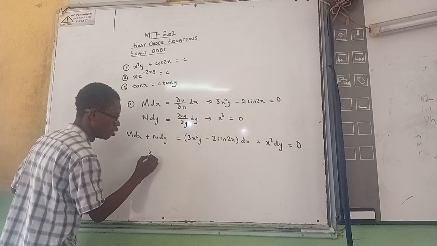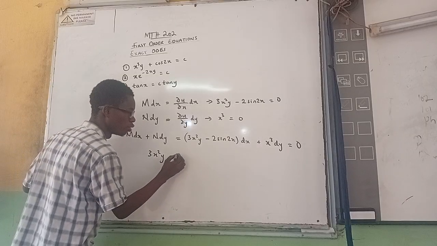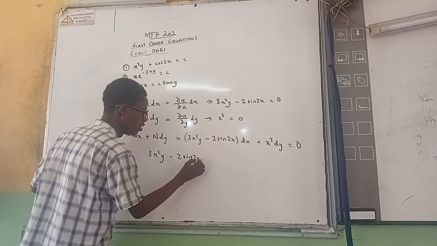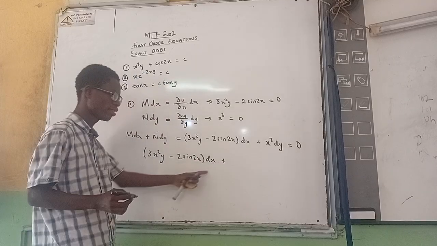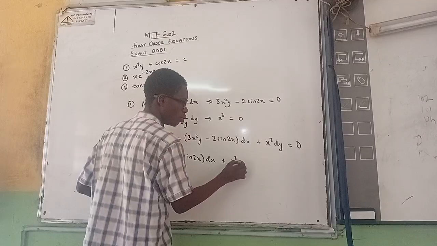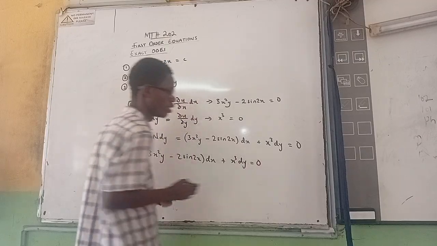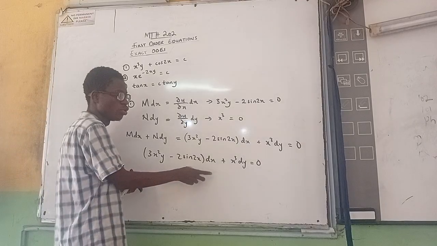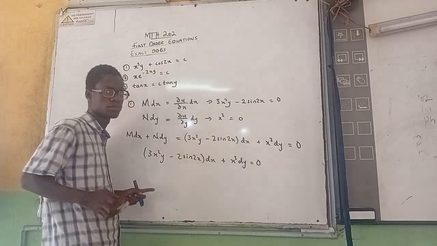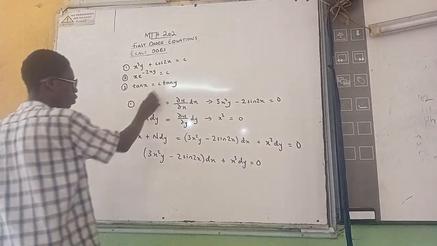Let me write it out. 3x squared y minus 2 sine 2x, this is the one we differentiated with respect to x, this is our M dx, plus x cubed dy equals 0. This is the ODE we got from this equation. So we can now go to the second one.